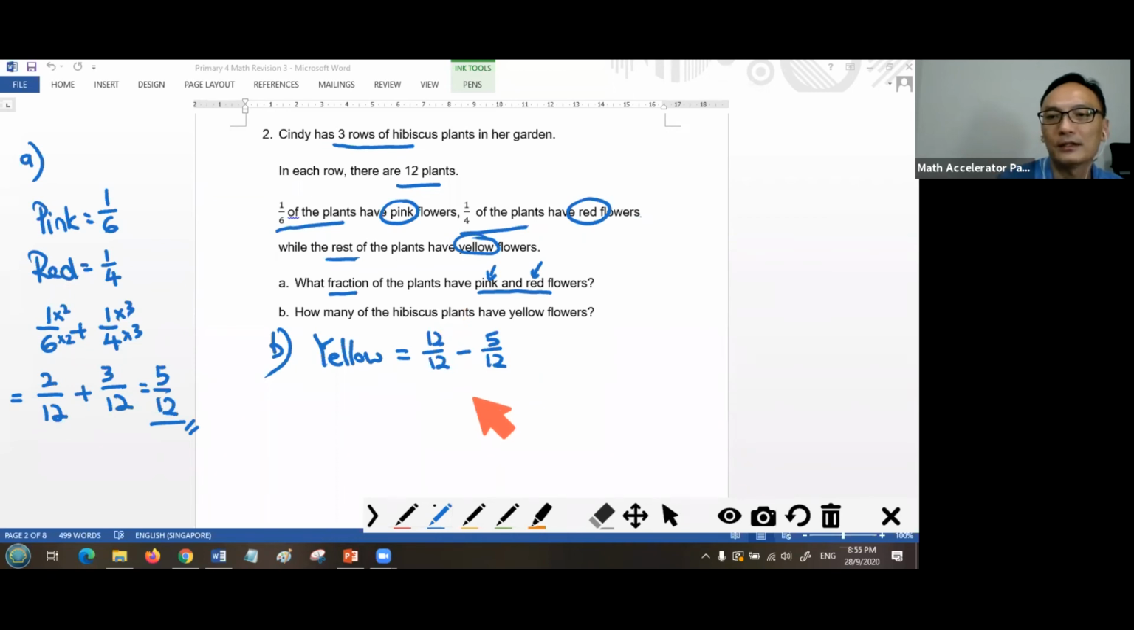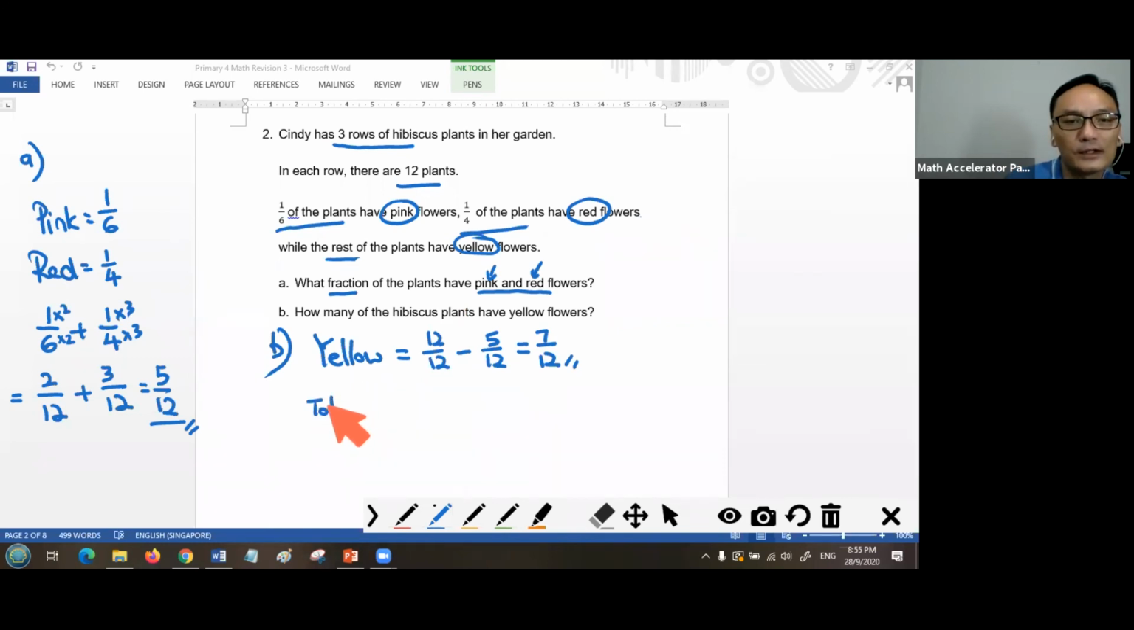Right, good. Okay, thank you, Justine, Amber, Julia. So we will have an answer of 7/12, right? 12 minus 5 gives 7, if the denominator doesn't change. Now, next, we need to find how many flowers are there, right?